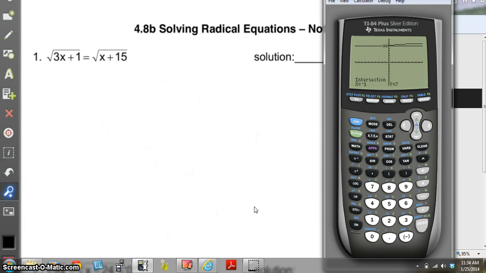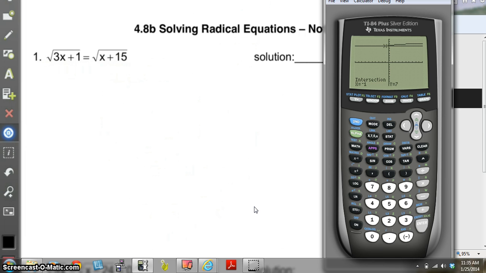Now every time I give you 2 radicals, or you see two x's, then I will let you use the calculator. You don't have to do it algebraically. So the part B of this lesson is all on the calculator. Just do what we've been doing.